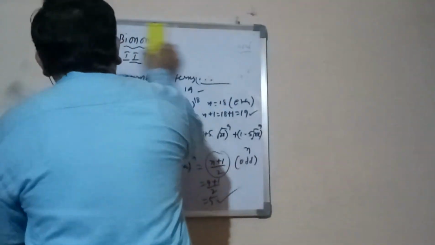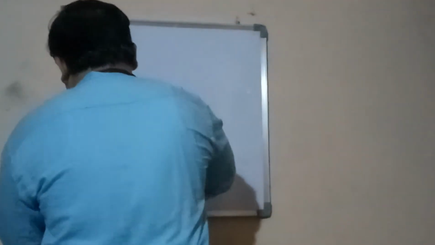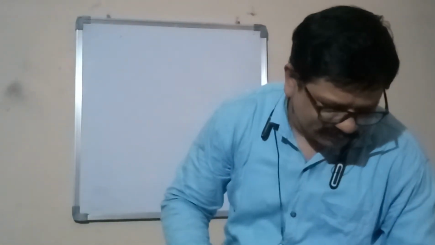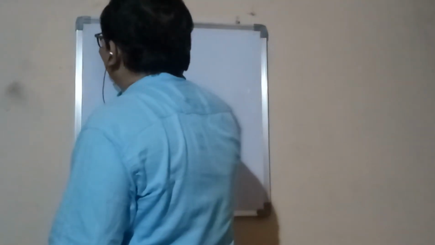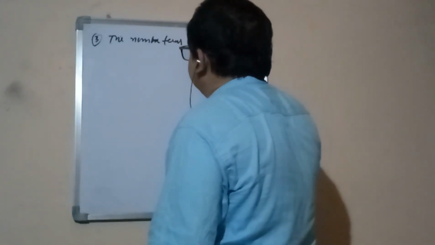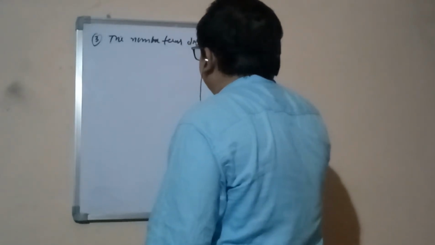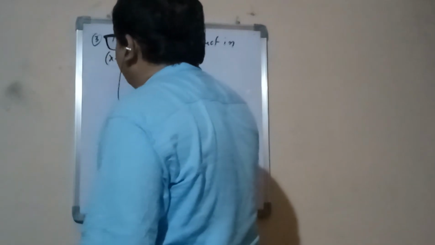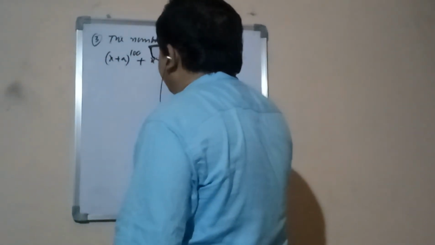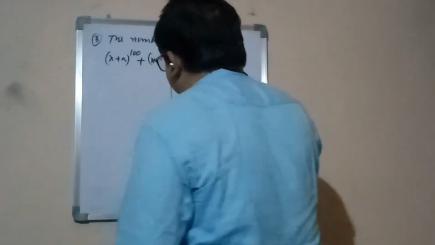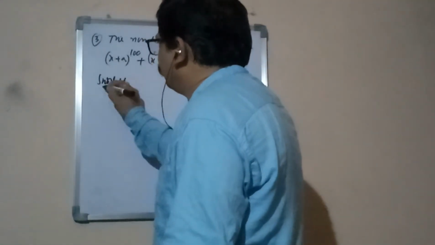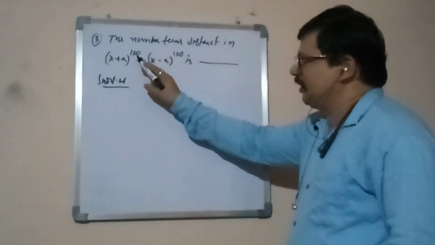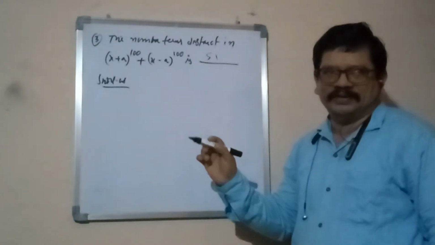Next question, question number 3: the number of terms in (x plus a) whole power 100 plus (x minus a) whole power 100. How many terms are being asked? Within 1 second, direct answer: 51. Why 51, I will tell, listen carefully.